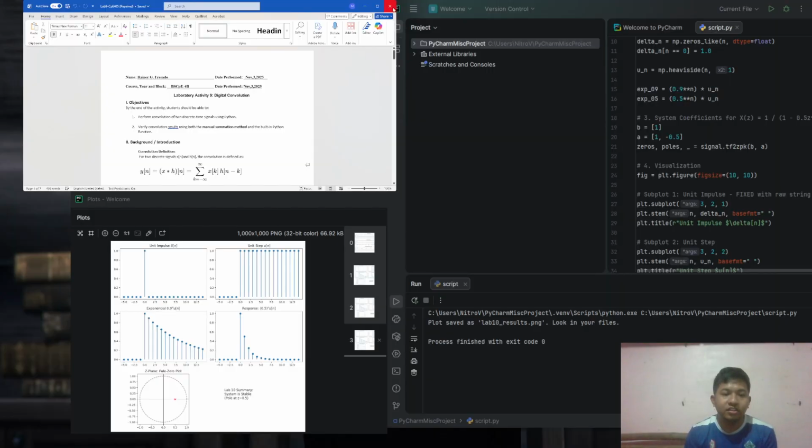For the region of convergence, we were tasked to discuss the ROC. This region of convergence, as I said earlier, defines the causality and the stability of the system. In which I said if it's inside the unit circle, the ROC, it is stable. If it's not, the signal would grow infinitely and will be unstable.